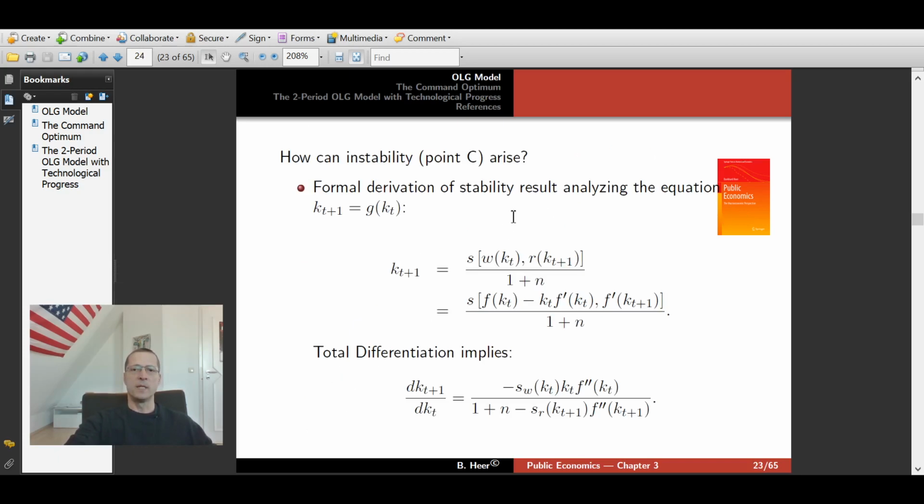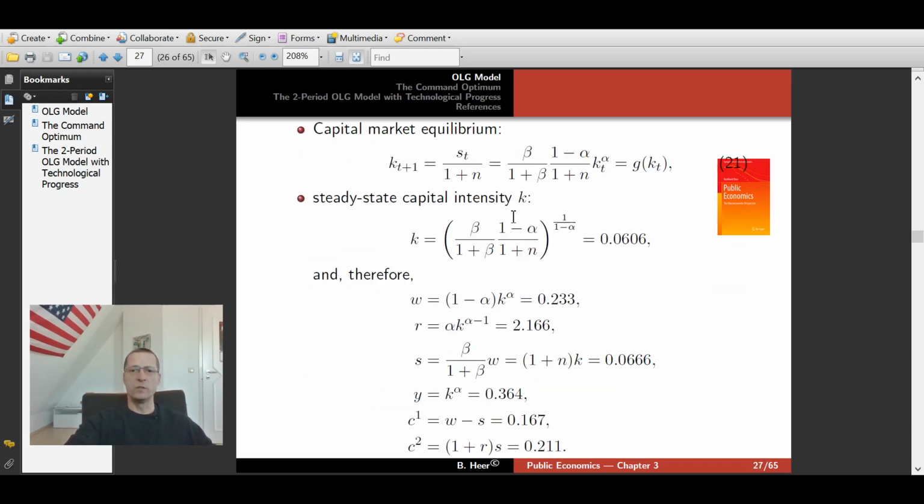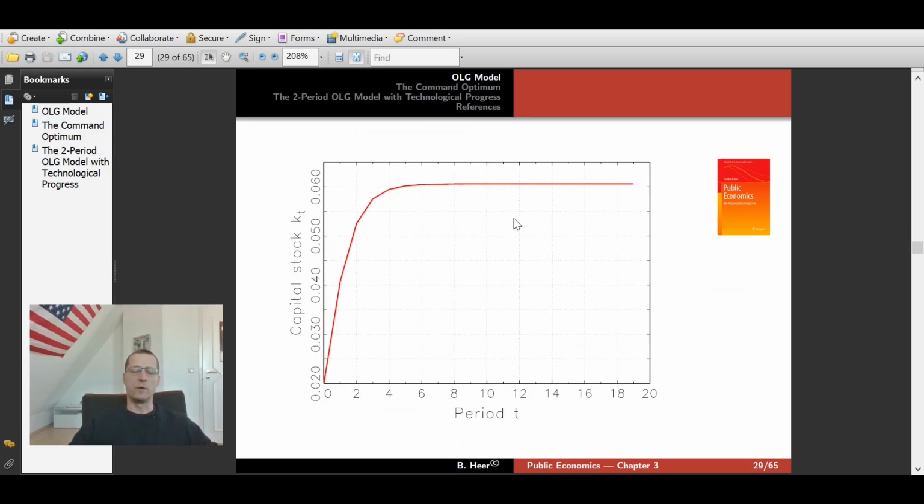And we iterate over this equation to get the following dynamics. As you can see, after about 5-6 periods, the capital stock has converged to something like a rest point here. It keeps almost constant. And we call this the steady state. So the steady state is the rest point the dynamic system might converge to.